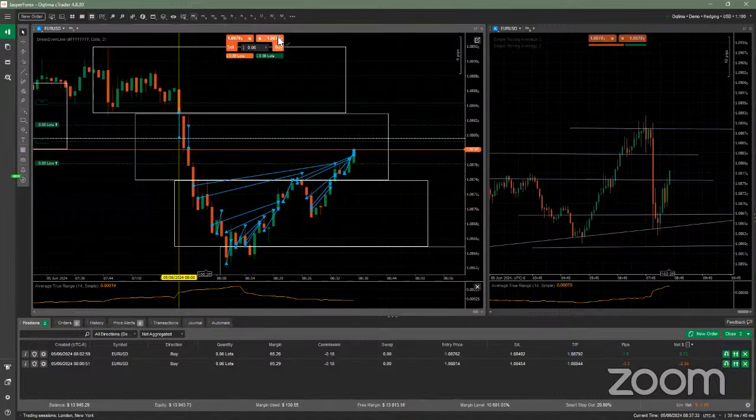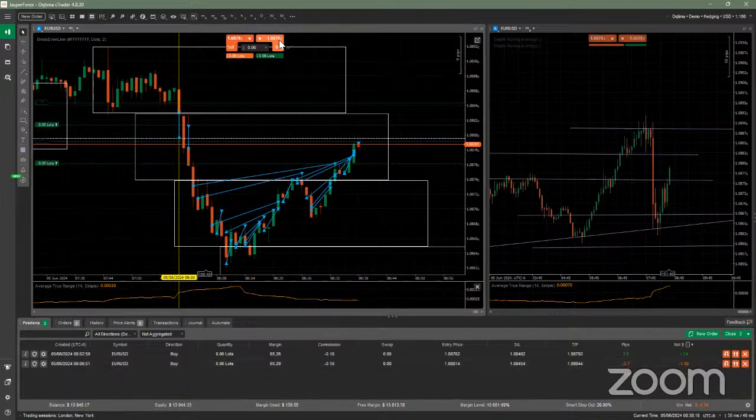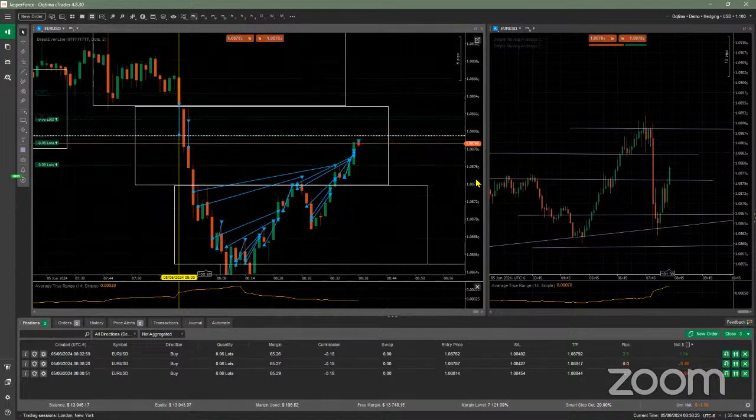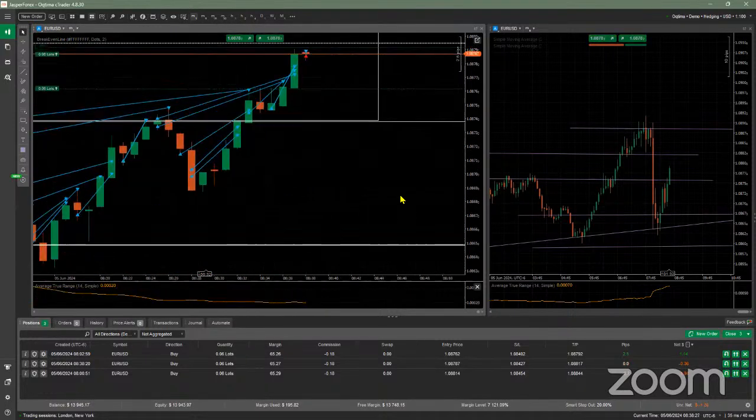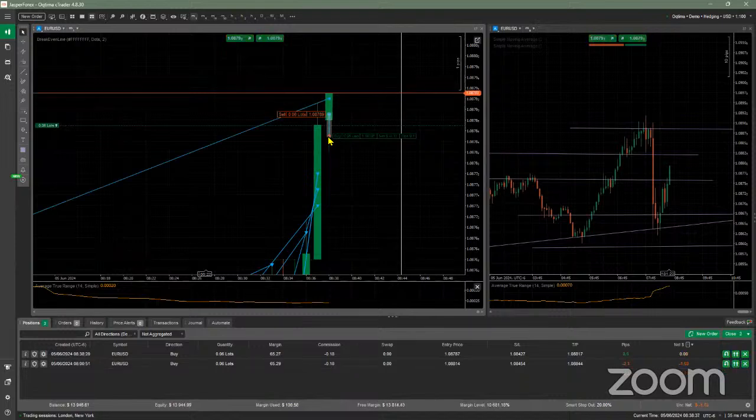Let's see a little pullback here, some kind of a retracement. Couple of wicks would be nice. And just a little. Red candle. One. Oh shit, wrong button. I sold instead of buying. Let's close this one. I close in profit. There you go. Let's zoom in so I can actually see. Half a pip profit.